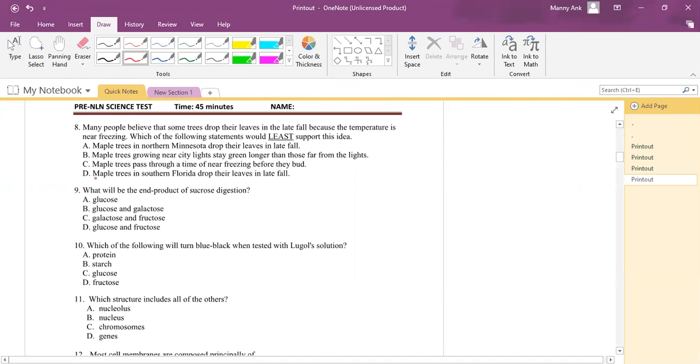All right, so here: many people believe that some trees drop their leaves in the late fall because the temperature is near freezing. Which of the following statements would least support this idea? The answer is D: maple trees in southern Florida drop their leaves in late fall. The temperature in Florida is always warm, but the maple trees still drop their leaves. So you can't say that late fall or freezing temperature affects it, because the Florida temperature is not freezing, but they're still dropping their leaves.